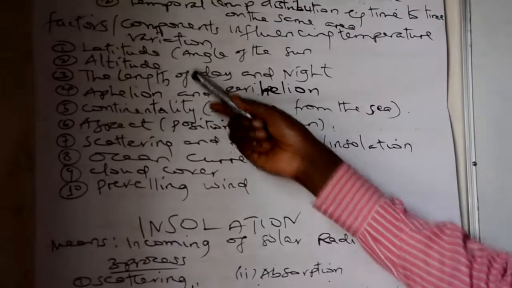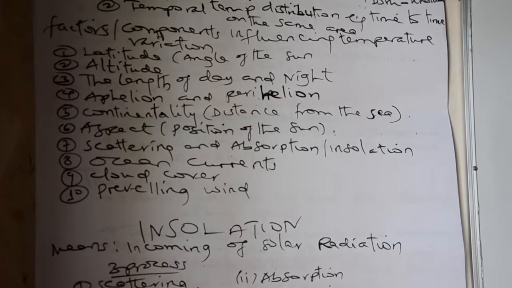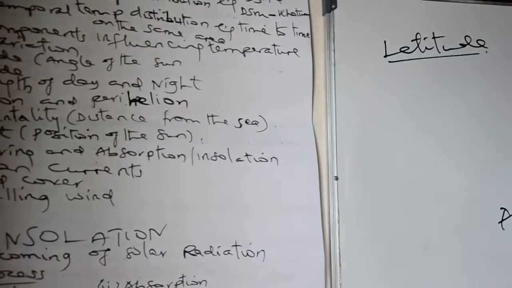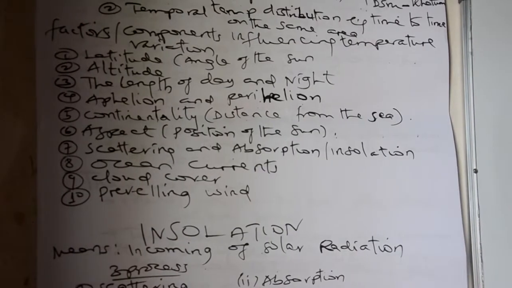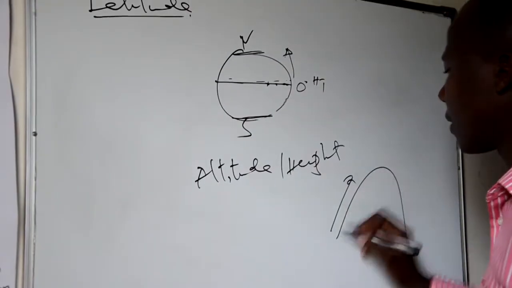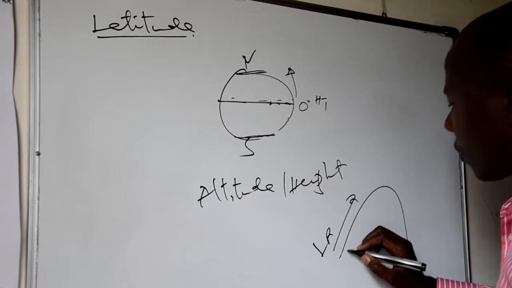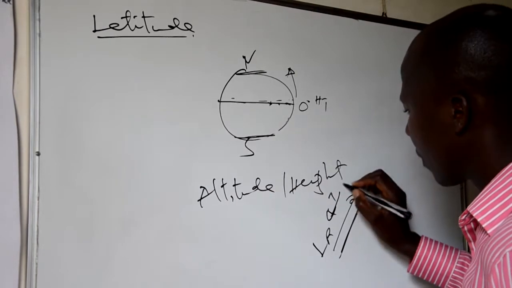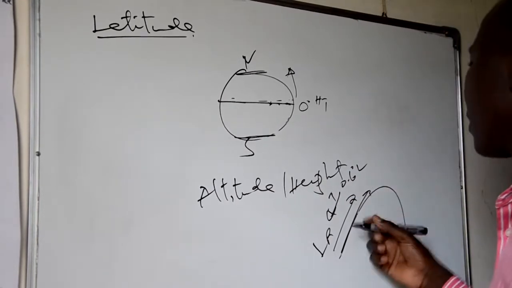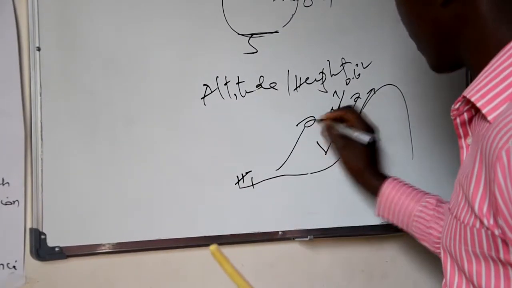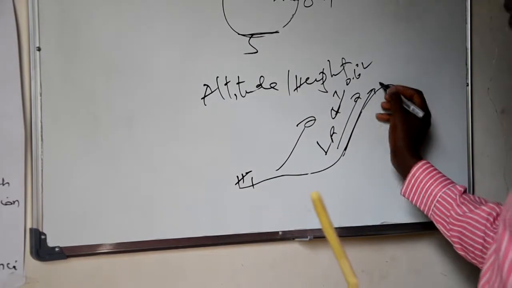Another factor influencing temperature is altitude. The term altitude is like height. Whenever there is a mountain or hill in a particular area, as you go higher, there is a decrease of temperature. This is the lapse rate. As you go higher, temperature decreases by 0.6 degrees centigrade per 100 meters. Therefore, the area nearby sea level will have a higher temperature than the area high up, at the summit of mountains.